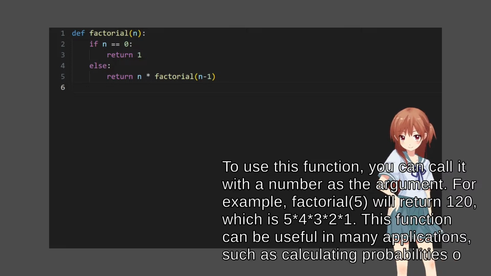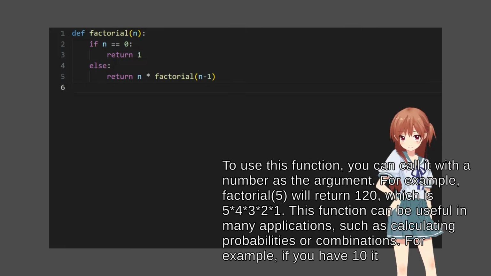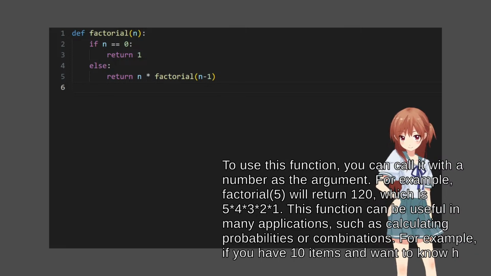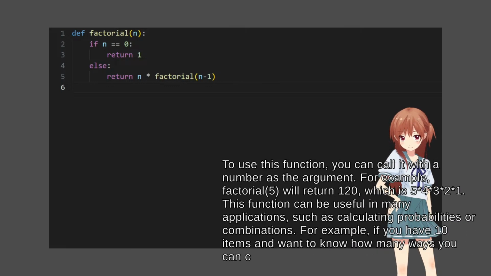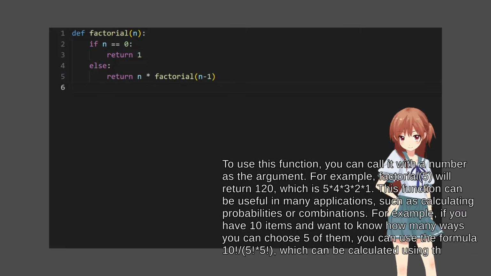This function can be useful in many applications, such as calculating probabilities or combinations. For example, if you have 10 items and want to know how many ways you can choose 5 of them, you can use the formula 10! / (5! * 5!), which can be calculated using this function.